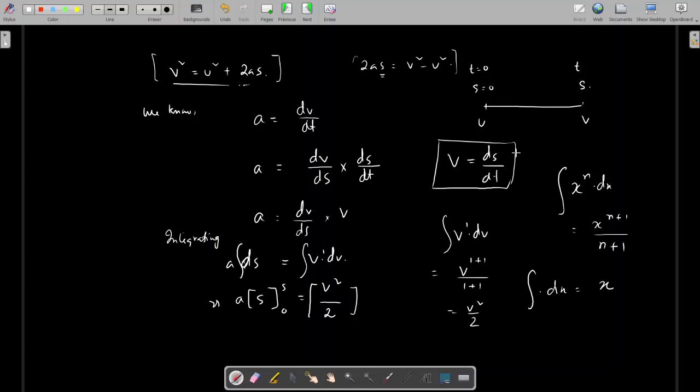Now use the limits. What were the limits? Our limits were from u to v. It was u to v. So v square by 2, and your limits will be from u to v. Now you know how to use the limits.